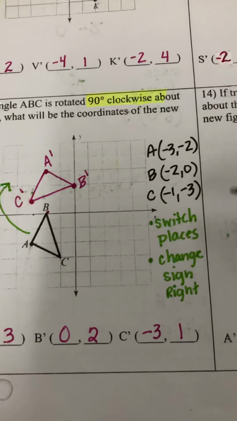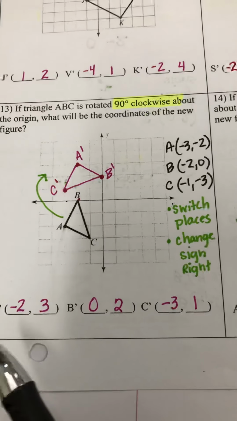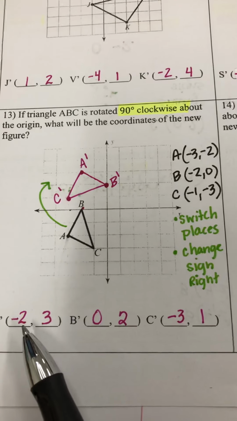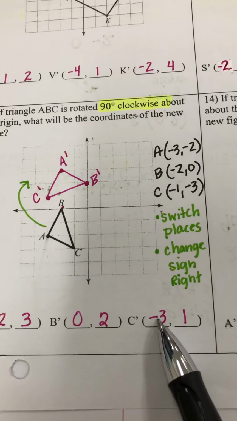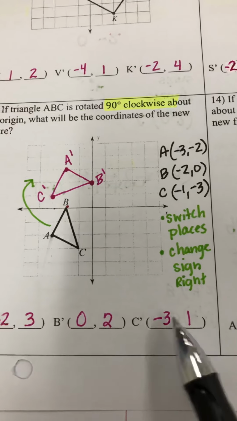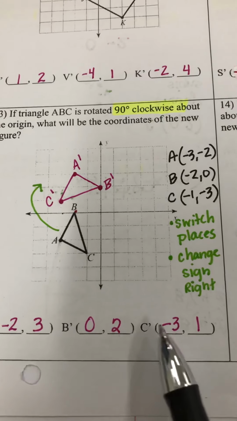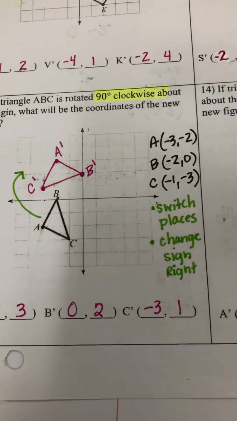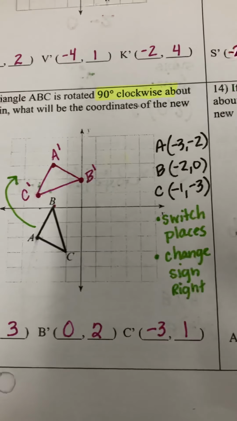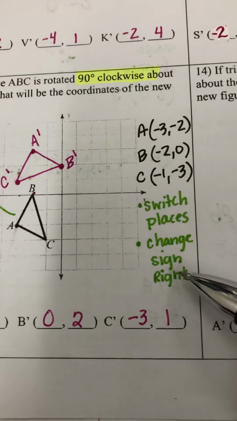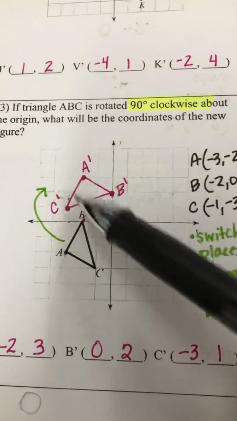Then I just went ahead and I switched the places. So this one would have been -2, -3, 0, -2, and -3, -1. And then I had to change the sign of that second number. So after you switch places, then you change the sign. You have to do it in that order. Switch places, then change the sign. And then I ended up with all those ordered pairs.